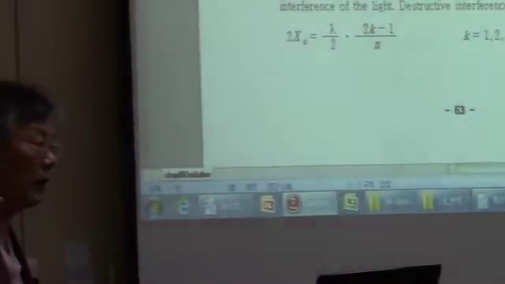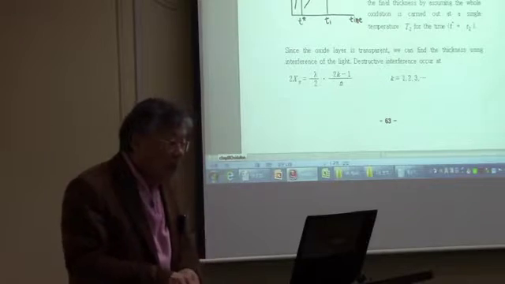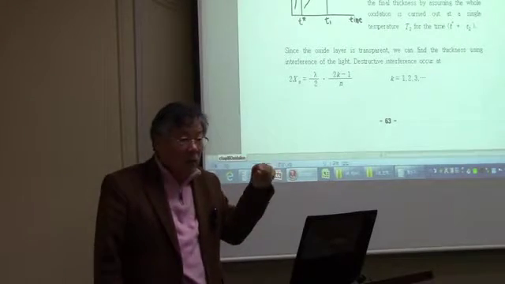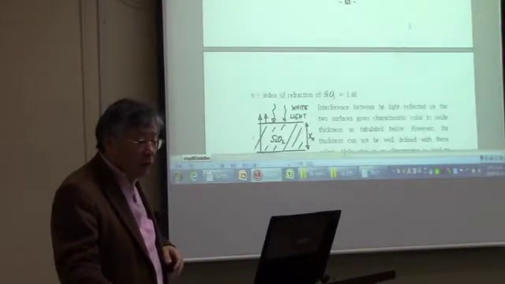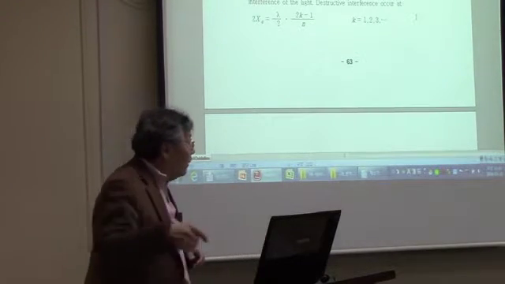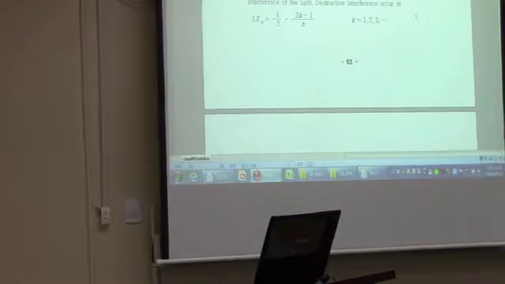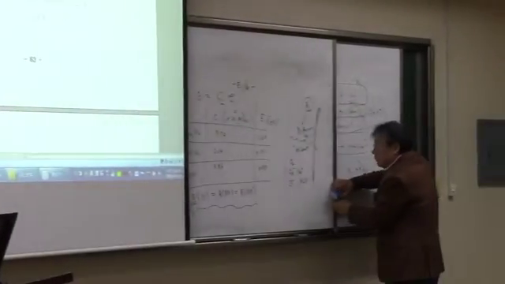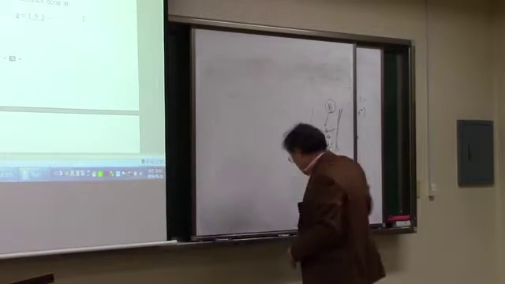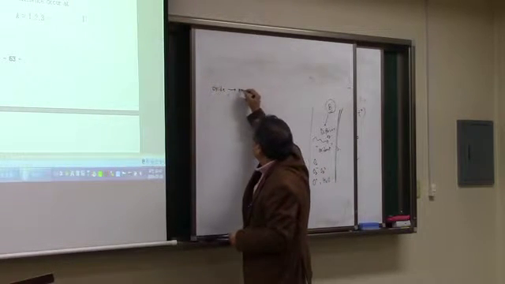One of the merits of this oxide is, since it is transparent, we can check the thickness by its optical color, because we have the destructive interference according to this equation, okay? The oxide is transparent.